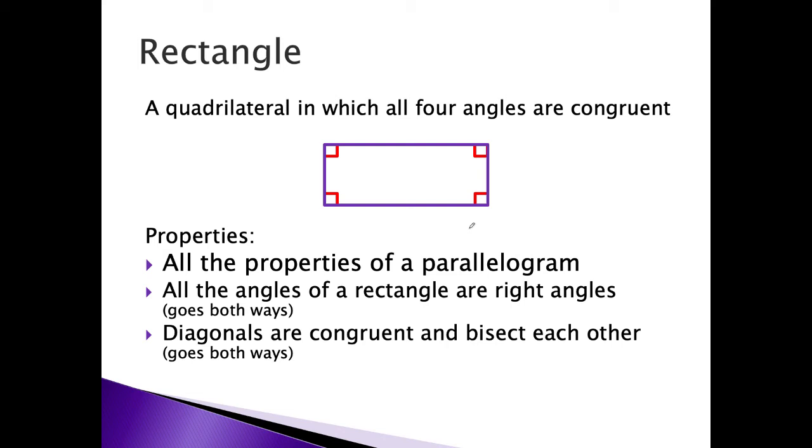Because remember that if I want to show something is a rectangle, I either have to prove its definition, or I have to prove the diagonals are congruent and bisect each other. Those are the only two ways to prove something is a rectangle. And you're going to be doing that. You're going to be showing something is a rectangle.